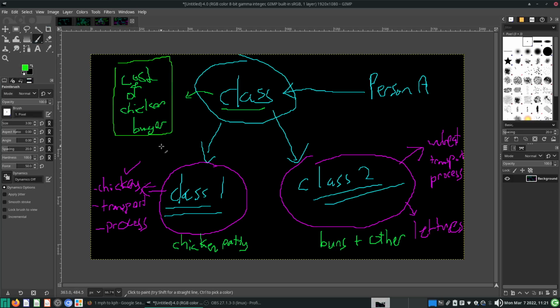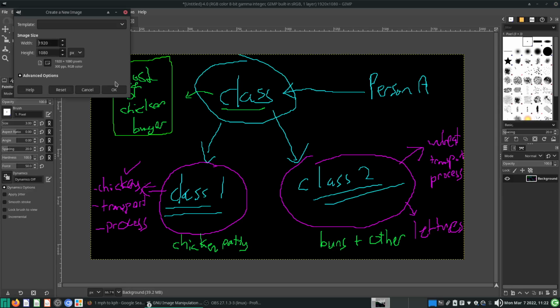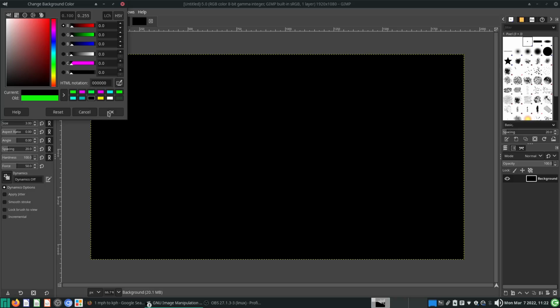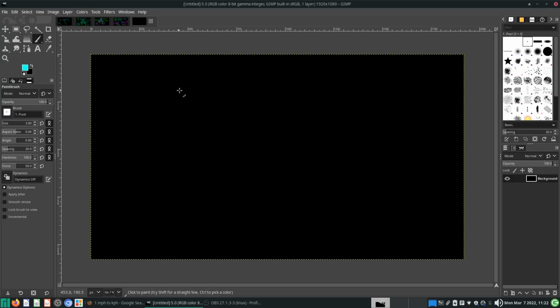So what can person A do to make his or her life easier? Person A can just deal with the class on top, which calculates the total cost of the chicken burger. The class here is the chicken burger calculator.